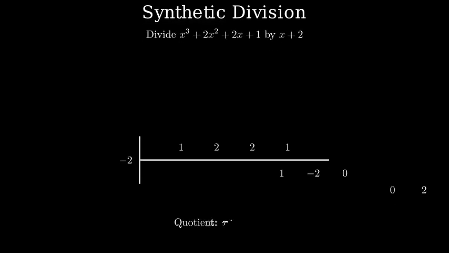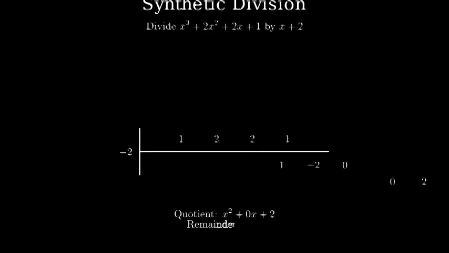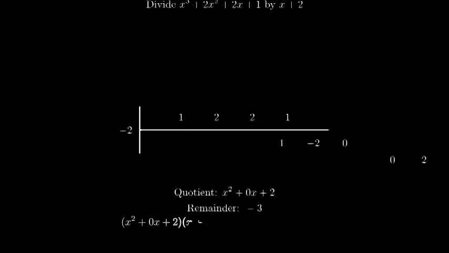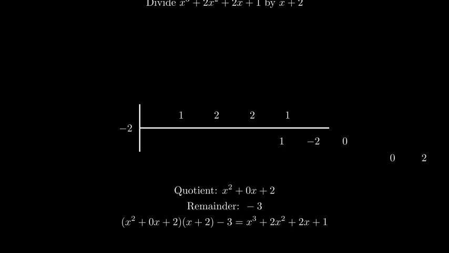The numbers in our bottom row form our quotient and remainder. The quotient is x squared plus 0x plus 2, and the remainder is -3. We can verify our answer by multiplying the quotient by x plus 2 and adding the remainder. This should give us our original polynomial.